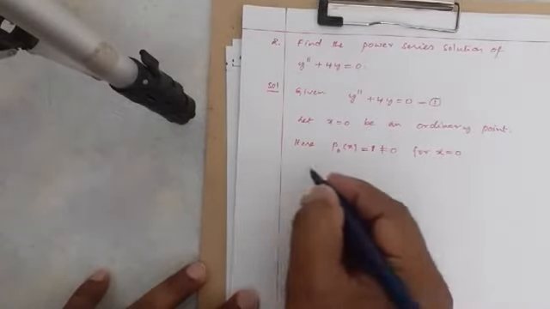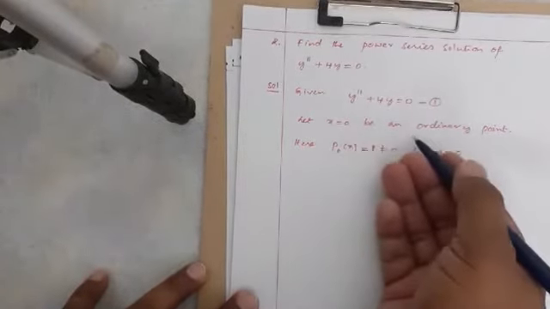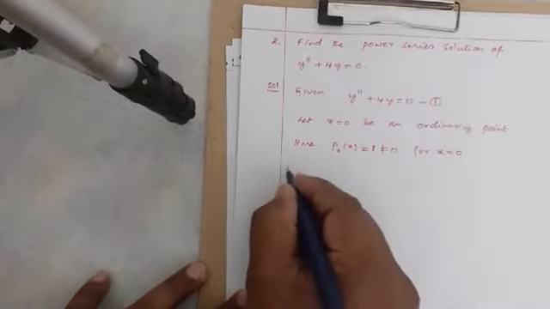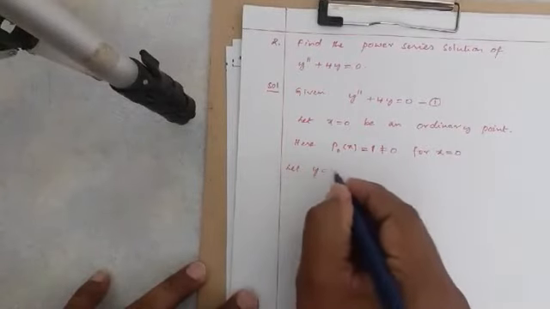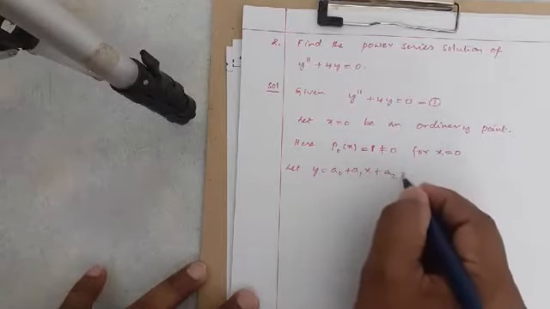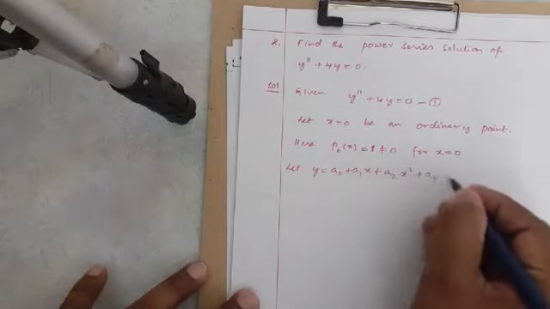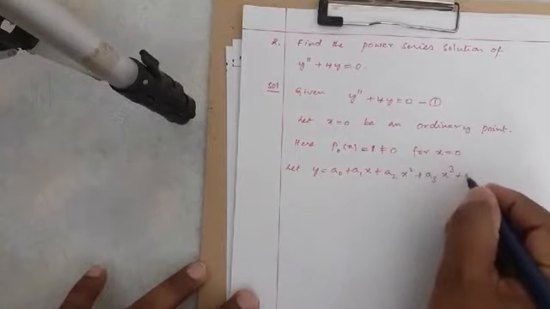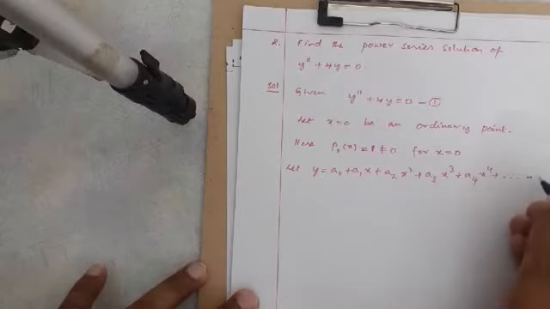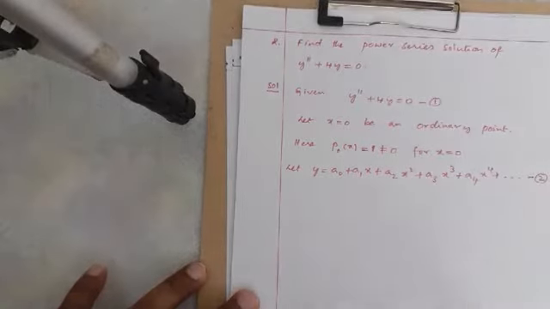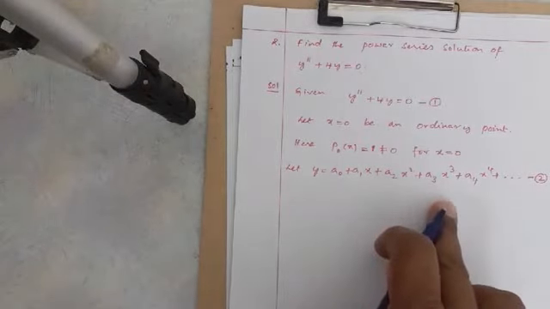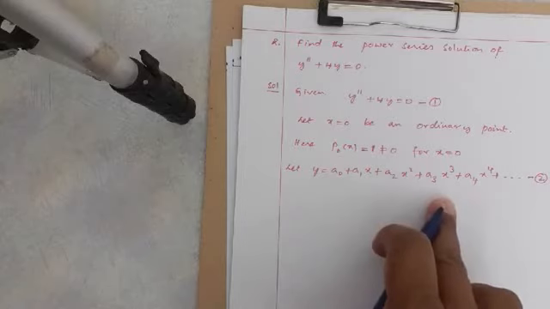Then we write, as we have taken, let x = 0 be an ordinary point. After that we write let y = a0 + a1x + a2x² + a3x³ + a4x⁴ + and so on, which is equation 2. As I have told you, this y is nothing but the solution of the given equation.